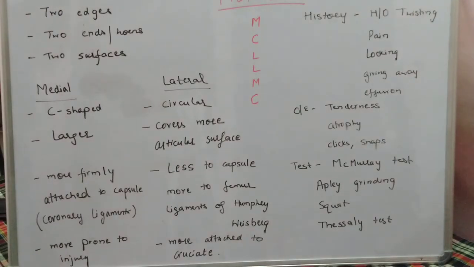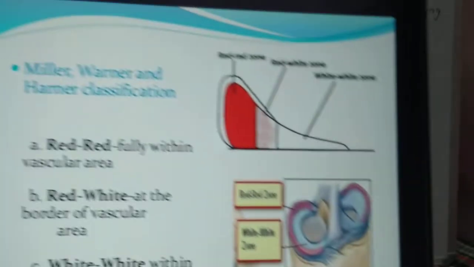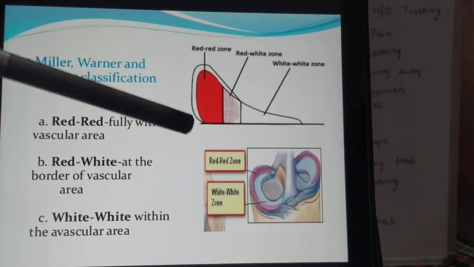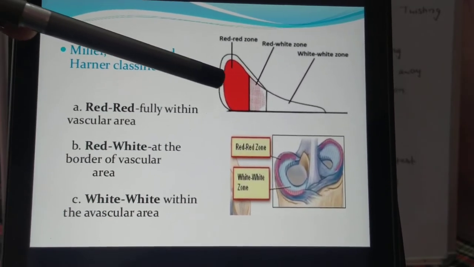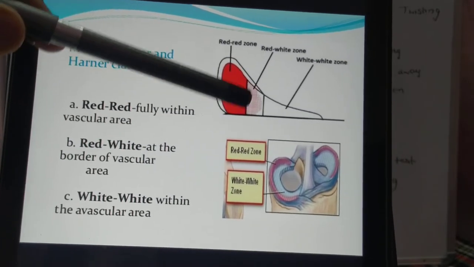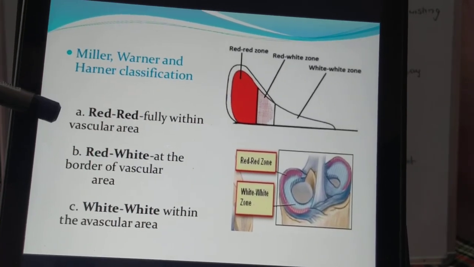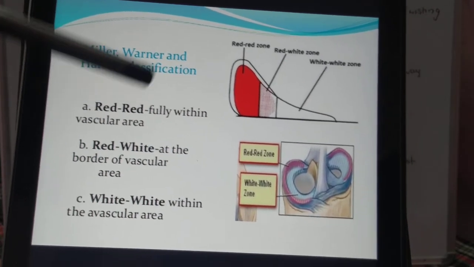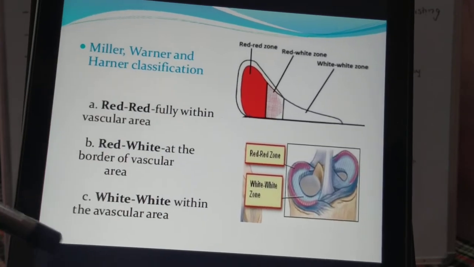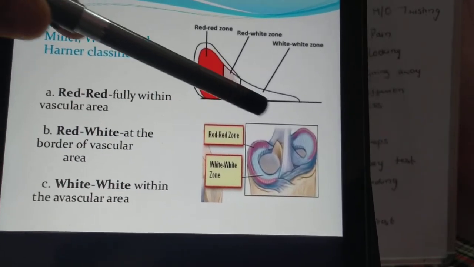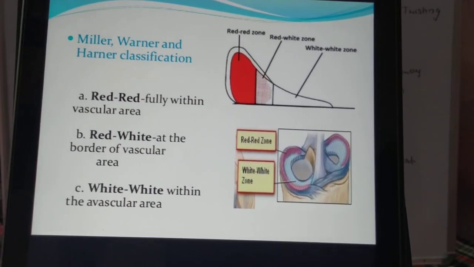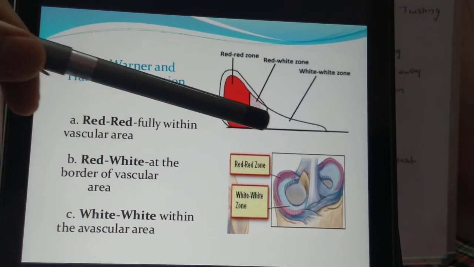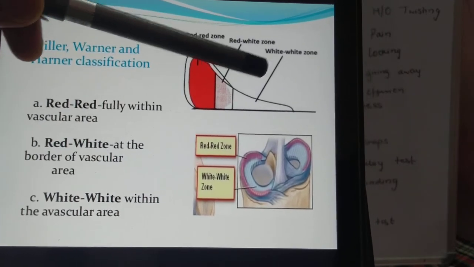Because of this peculiar supply, we have various zones here. We have discussed that it is the perimeniscal capillary plexus which provides supply from outside to the inside. So the outer side, which is a fully vascular area, is known as the red-red zone. Then we have the border of the vascular area, which is the red-white zone. And lastly, we have the avascular area, where there is no blood supply, known as the white-white zone. So we have three zones in the meniscus according to the vascular supply: red-red, red-white, and white-white.